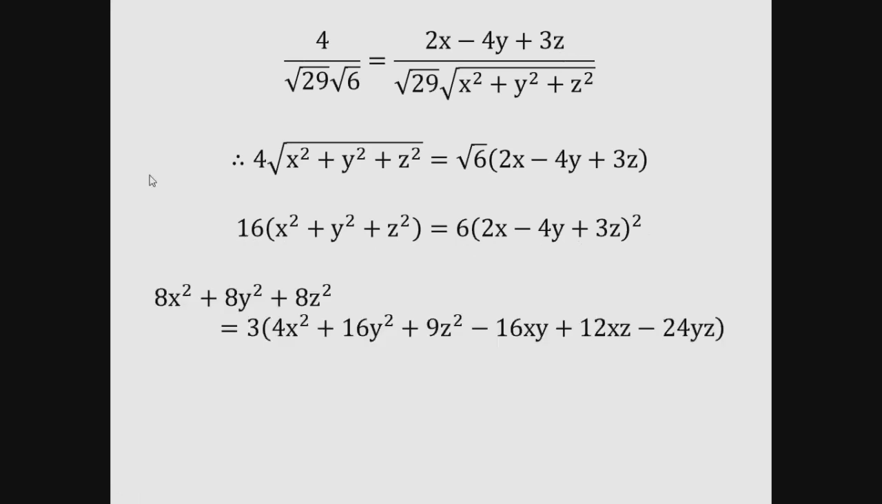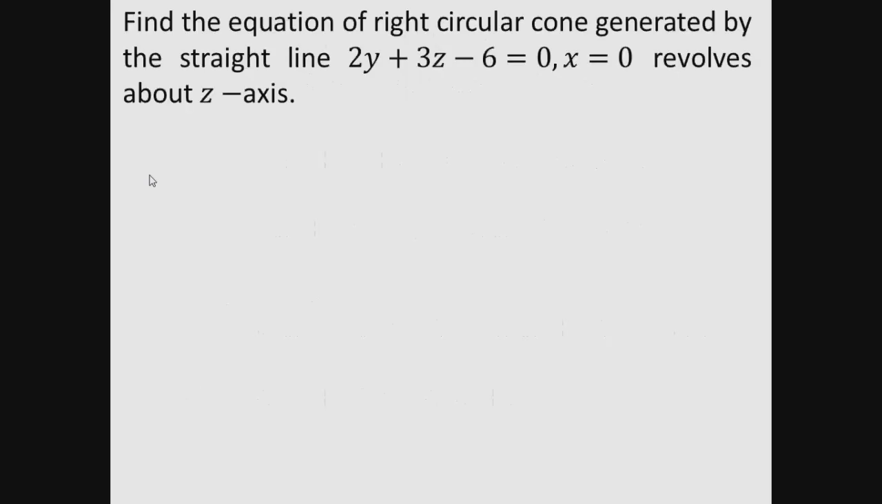So 8x square plus 8y square plus 8z square equal to 3 into (4x square plus 16y square plus 9z square minus 16xy plus 12xz minus 24yz). Multiply 3 inside and take all the terms on one side. That gives us the required equation of cone: 4x square plus 40y square plus 19z square minus 48xy plus 36xz minus 72yz equal to 0. Consider the next example. Find the equation of right circular cone generated by the straight line 2y plus 3z minus 6 equal to 0, x equal to 0, revolving about z axis.